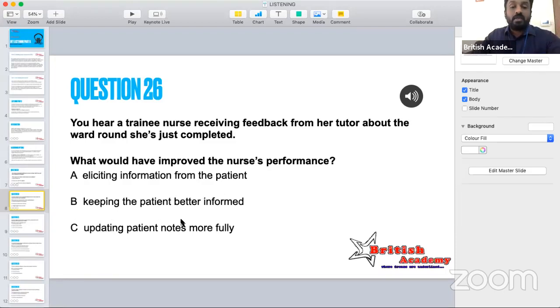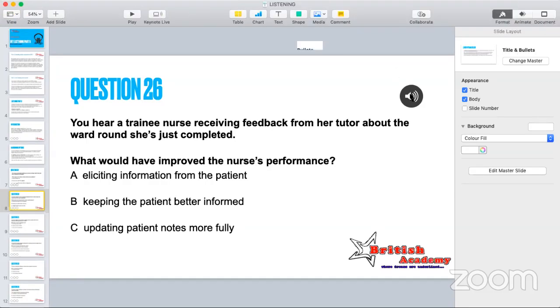Second option is keeping the patient better informed, updating patient notes more fully. Now, there'll be one option which is contradicting, which means the opposite of what you would hear in the lesson. There'll be one option they did not mention anything about. There'll be one option which is the closest and the correct option. So I'll play the audio. Pay attention, be attentive, make sure you take down notes when you're listening to the audio, then choose the right option. I'm trying to make it as simple as possible. Here I go. I play the audio.